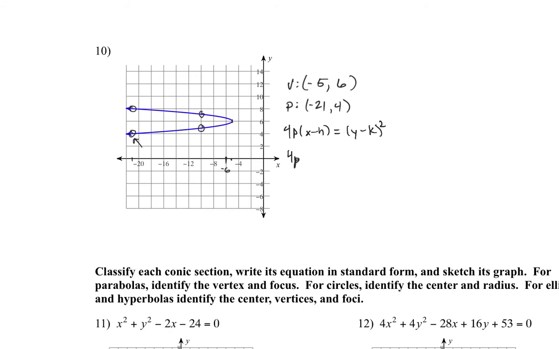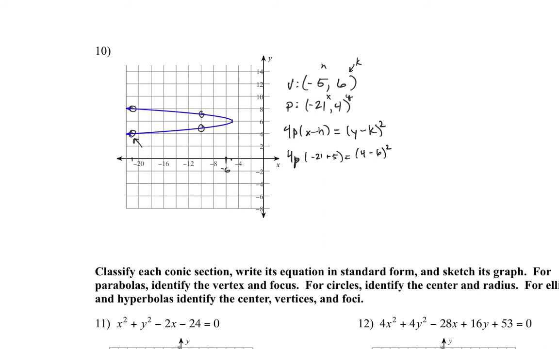4p is going to be equal to... what I'm going to do is just plug these right in. We're going to use this one. This is going to be h, this one's going to be k, this will be x, and this is going to be y. So I'm just plugging those in as I go through it. So x is negative 21, minus h, which is negative 5, equals y, which is 4, minus the k coordinate of positive 6, and that's going to be squared.